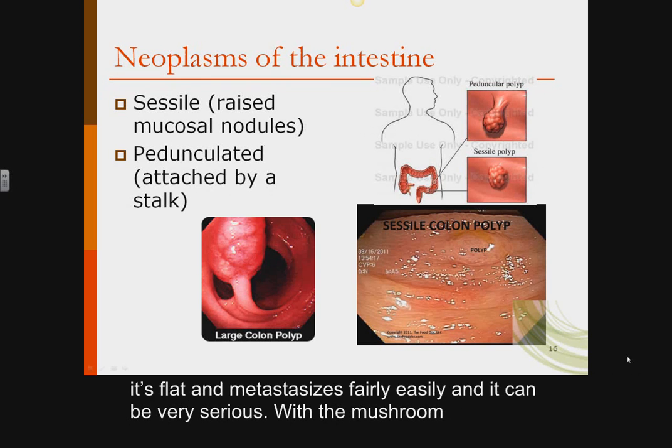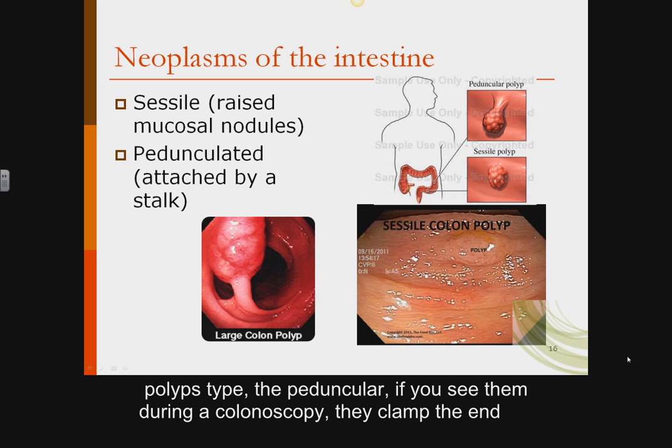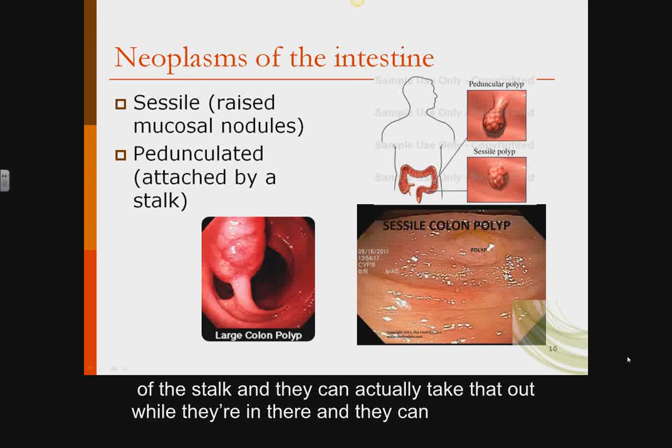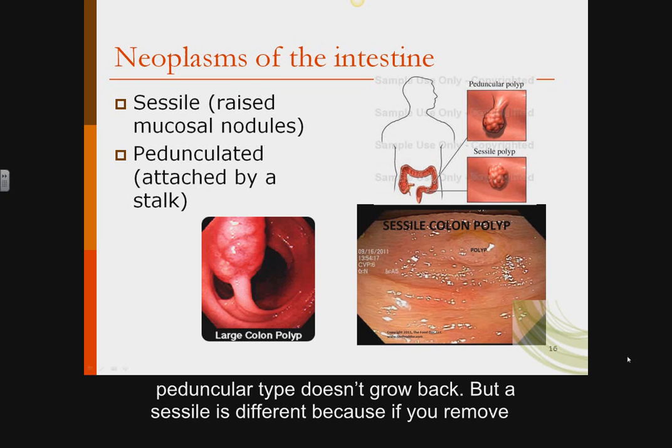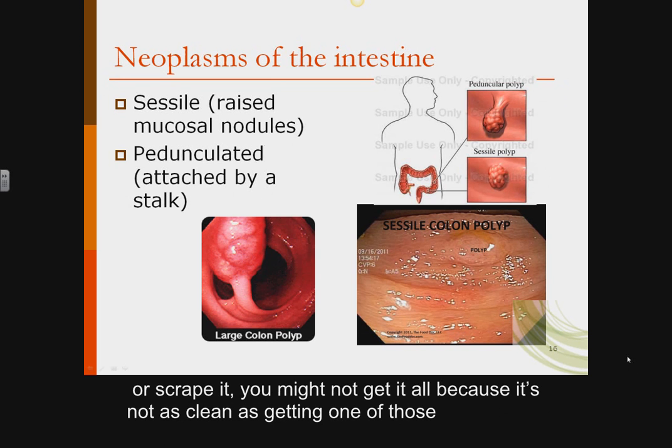The problem with the sessile is it's flat and metastasizes fairly easily, and it can be very serious. The mushroom-type polyps, the peduncular, if you see them during the colonoscopy, they clamp the end of the stalk, and they can actually take that right out while they're in there. They can remove it because the cancer is generally in the upper part of that polyp. Typically, the peduncular type doesn't grow back. But a sessile is different because if you remove or scrape it, you might not get it all because it's not as clean as getting one of those peduncular polyps.